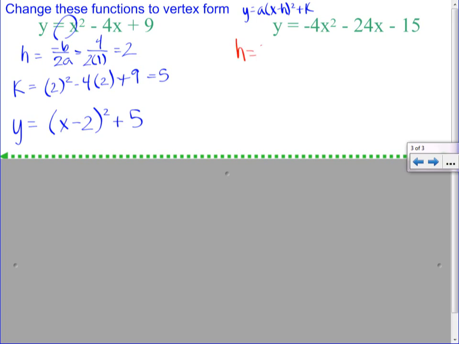Need to find h. So what are we putting here? 24. And that's a -4. So what do we get? -3. We need to find k. So to find k, we put the -3 back in. So we've got -4, -3 squared.